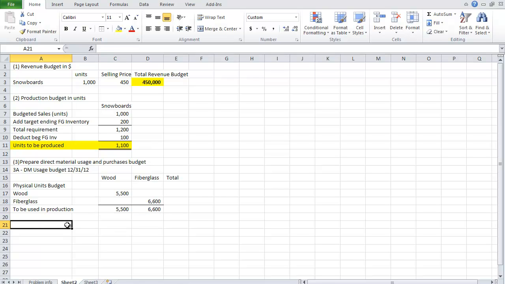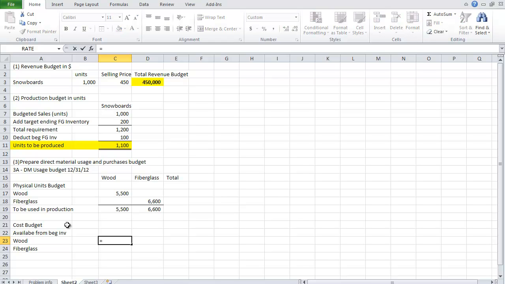Now we need to figure out, with this piece, we're not done the schedule yet. We have some costs to take into consideration, so we need to do a cost budget for this. So we have available from beginning inventory, wood and fiberglass.